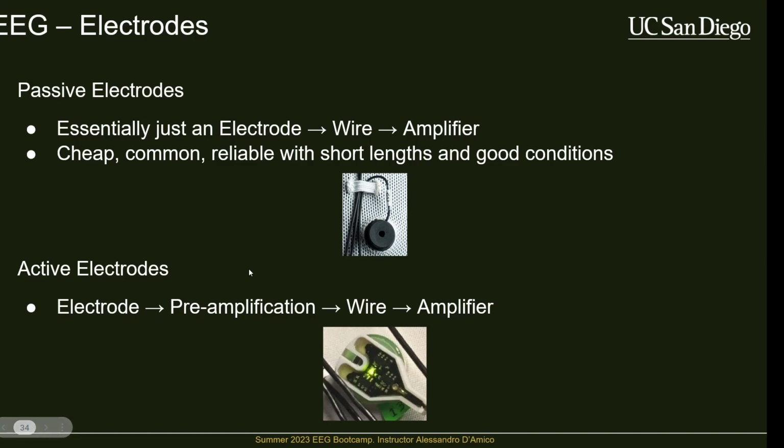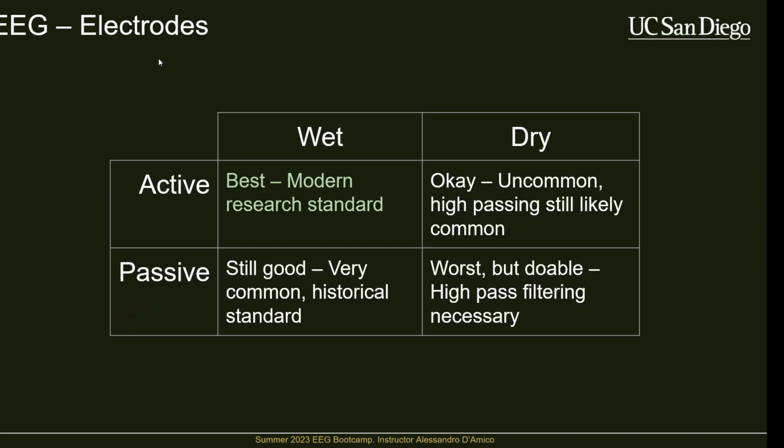A lot of researchers will still swear by the fact that passive electrodes are good enough, and I'll let them do that. So to give this table some closure, the active wet electrodes are sort of the best and the modern research standards. There are two electrode and amplifier manufacturers. There's Biosemi, which is a very popular company. They're Dutch, and their prime system that everyone uses is the Active 2.